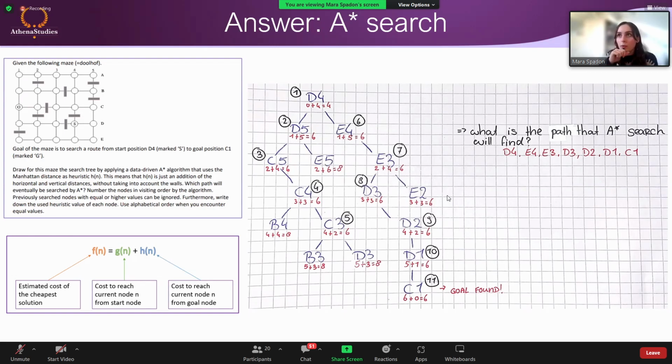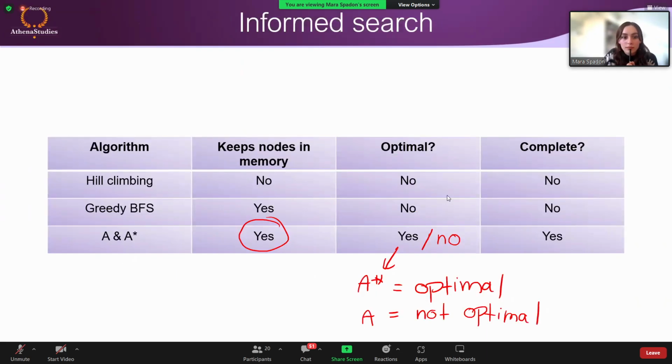Okay, are there any more questions about informed search? Or do you want to see any of the other slides again? If you could please show the slide with the table with what is complete, what not. Thank you. Yes. So take note of this one.